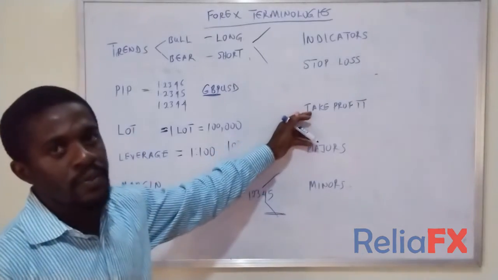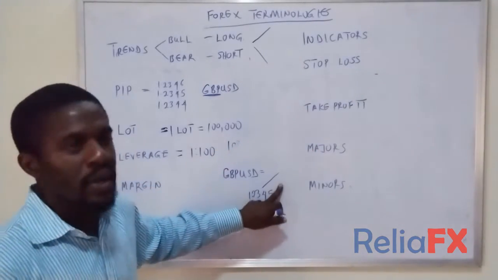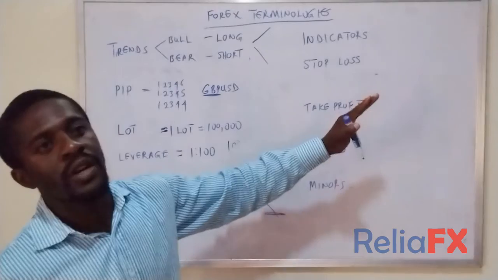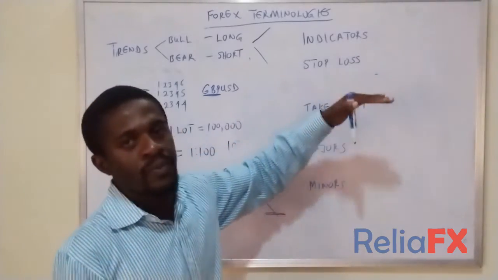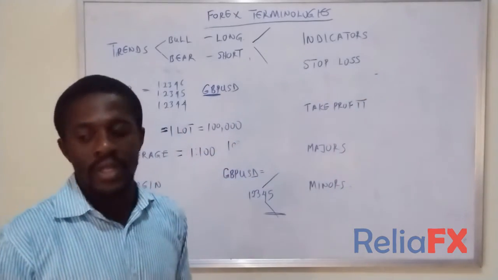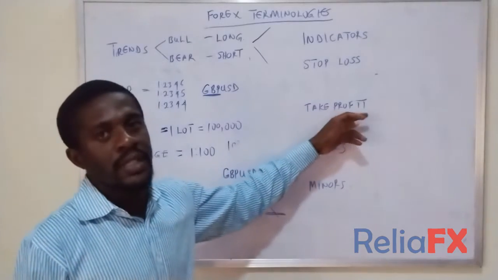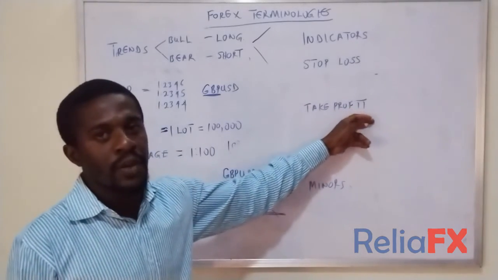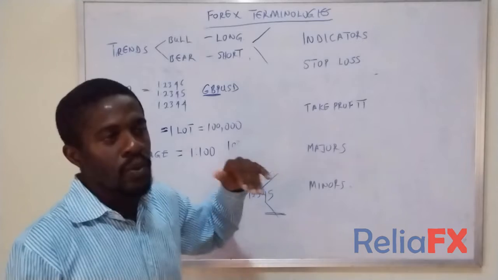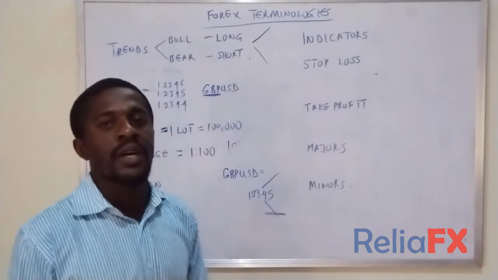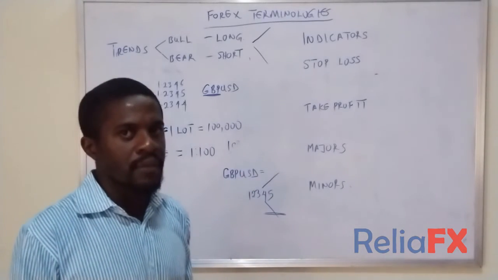Also, we have take profit. Assuming you actually bought this market and the market moved in your direction, you can also preset how much you want to make from the trade. You do that by fixing a take profit value. So when the market gets to that take profit value, it cuts you off and your profit is added to your account. I hope that is clear.